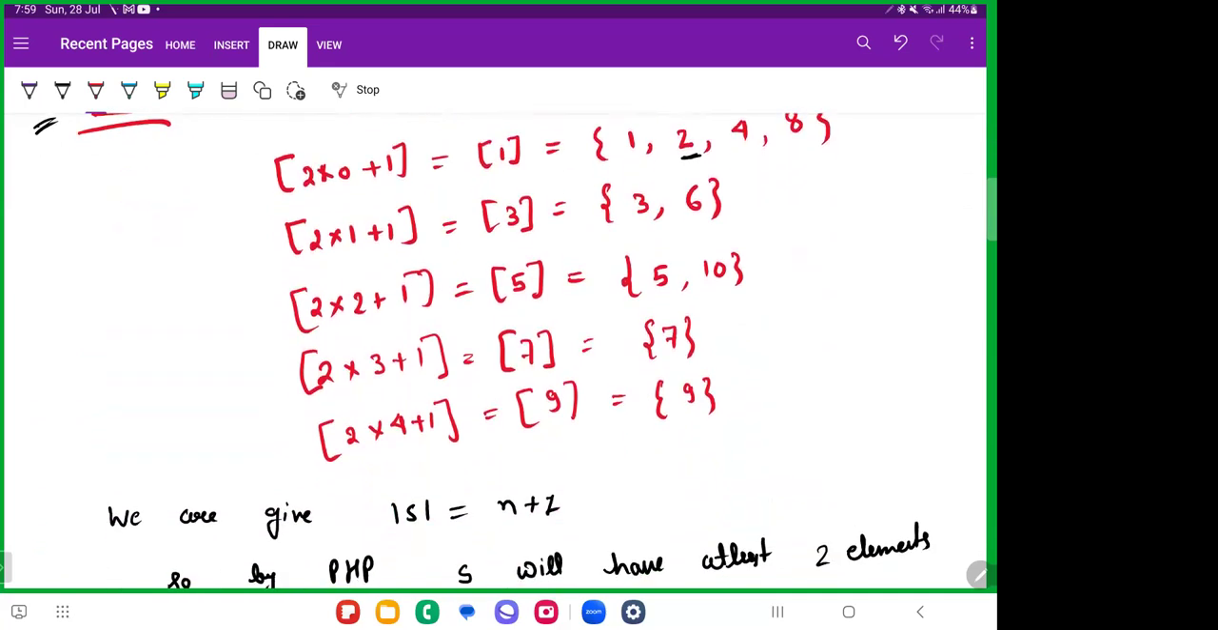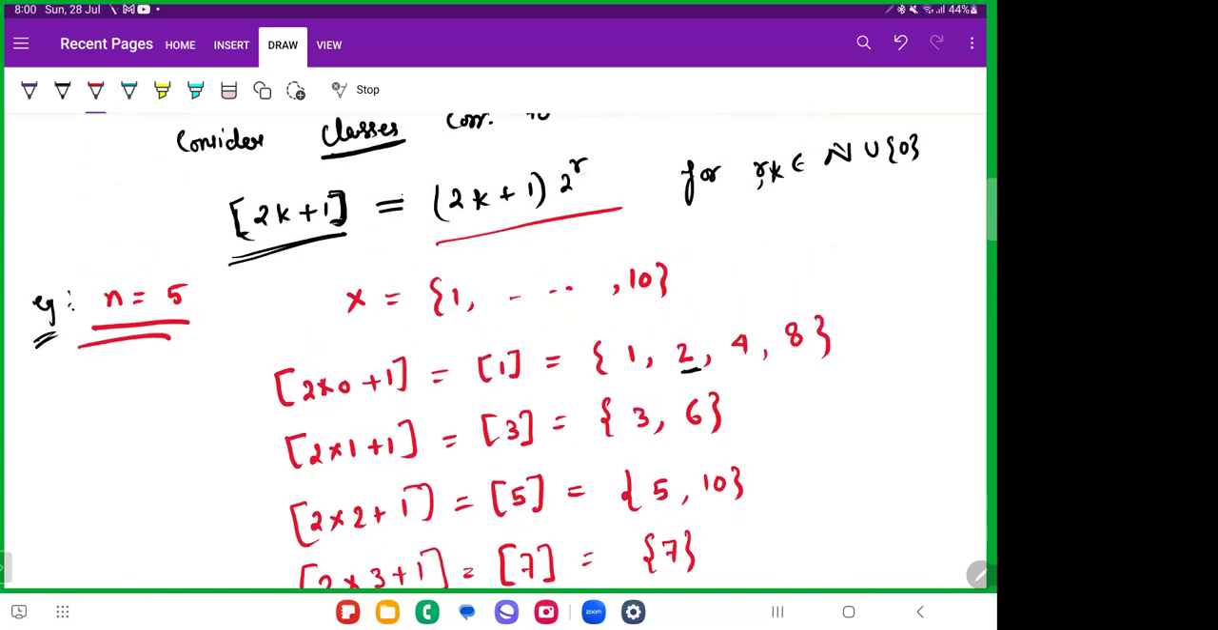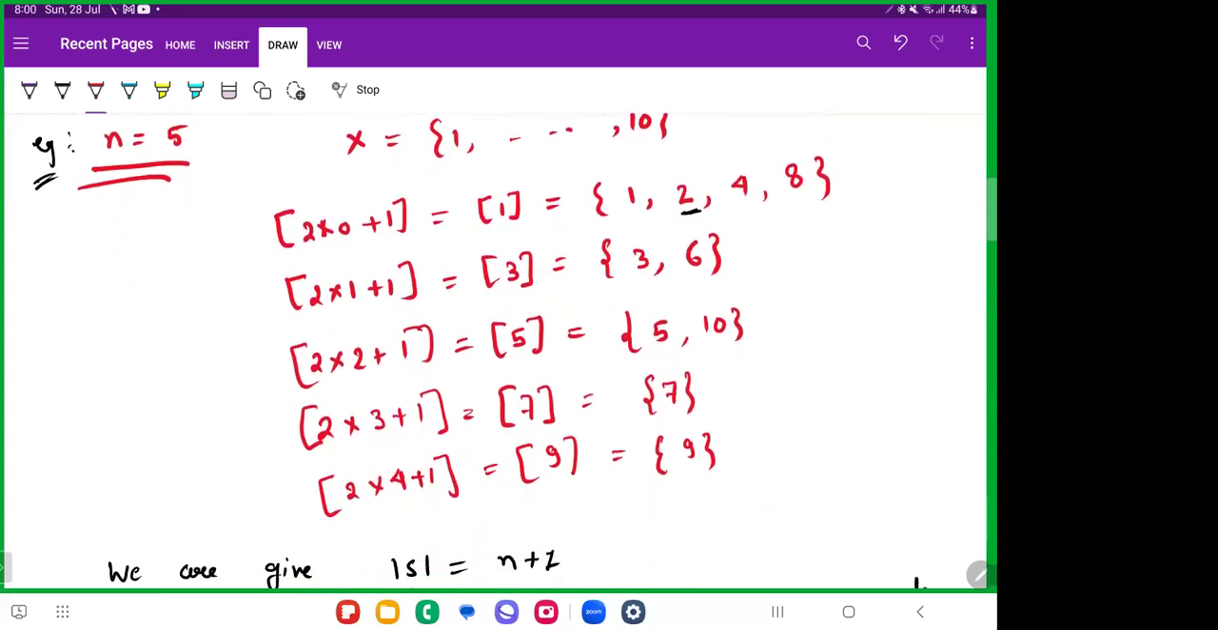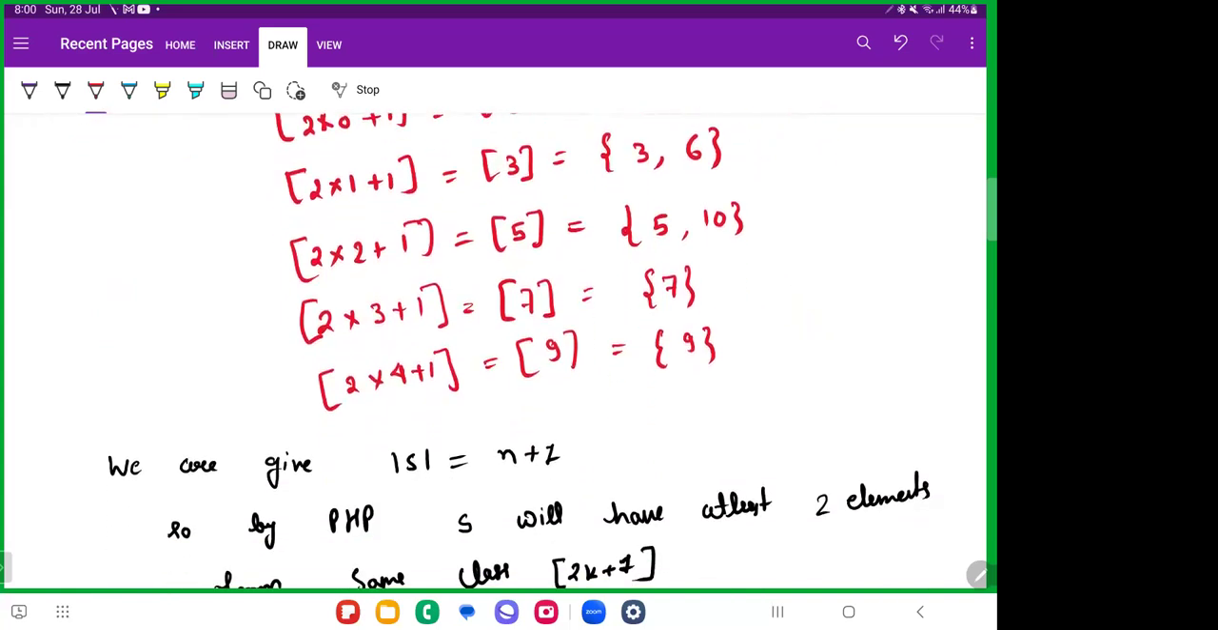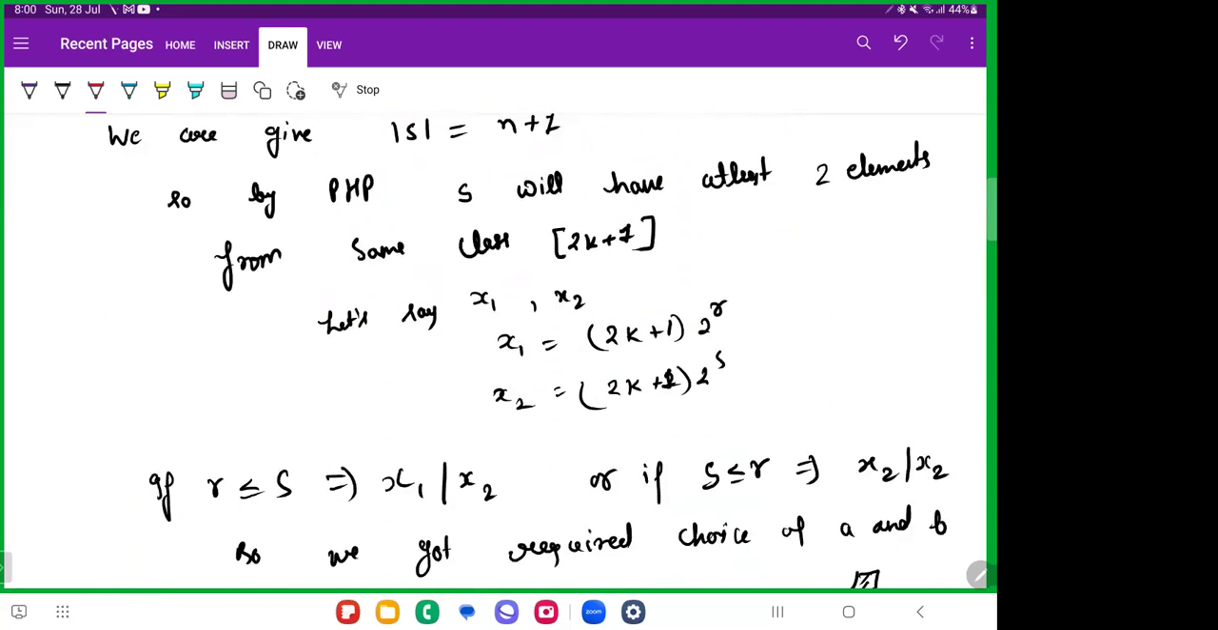Sir, one thing. When you say bucket number 1, for which the values are 1, 2, 4 and 8, we mean to say they are of the form 2 into 0 plus 1, dot 2 to the power r. Yes, sir. Okay. Anything else? Any doubt? No, sir. Okay, let's go ahead.